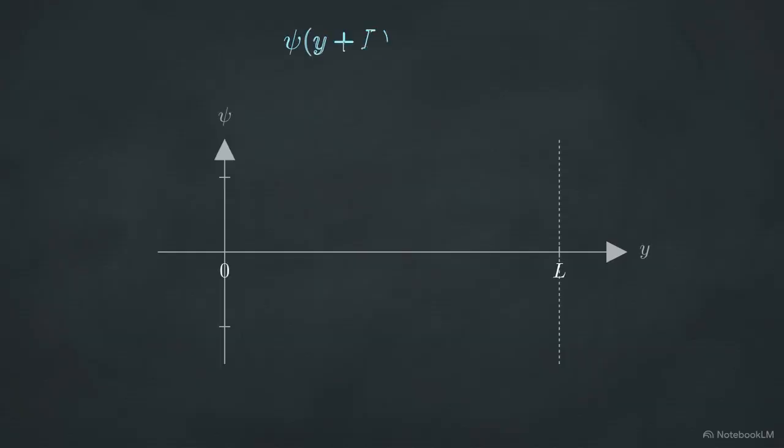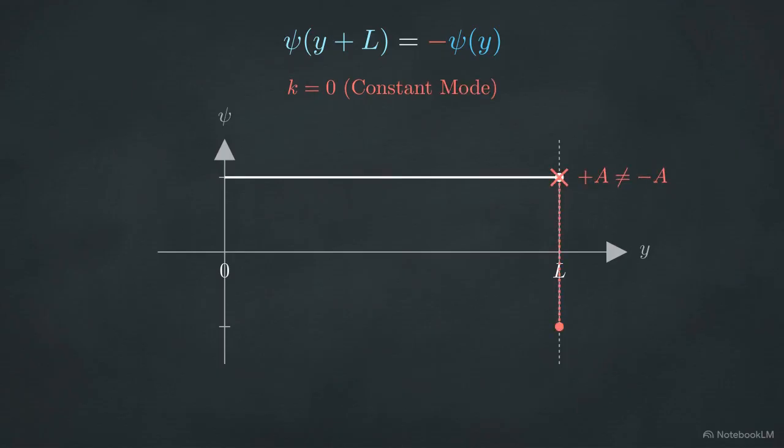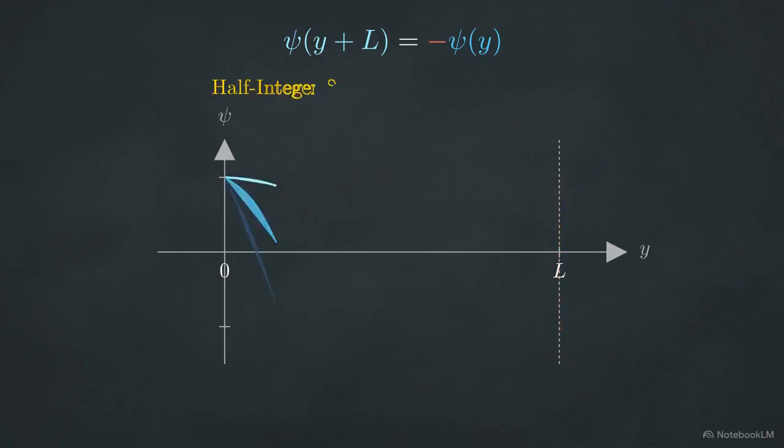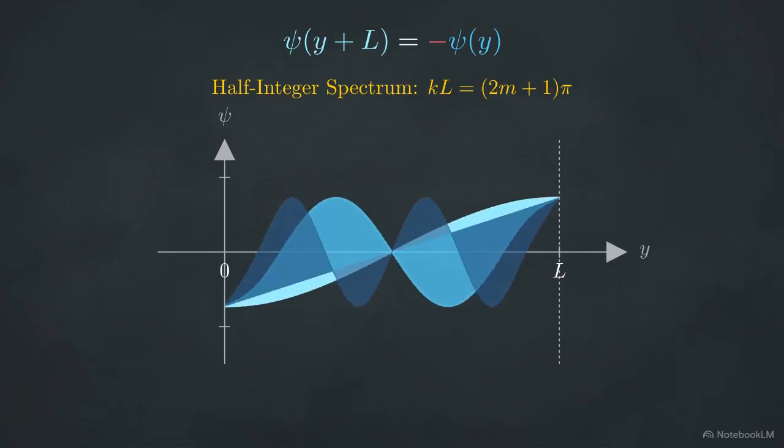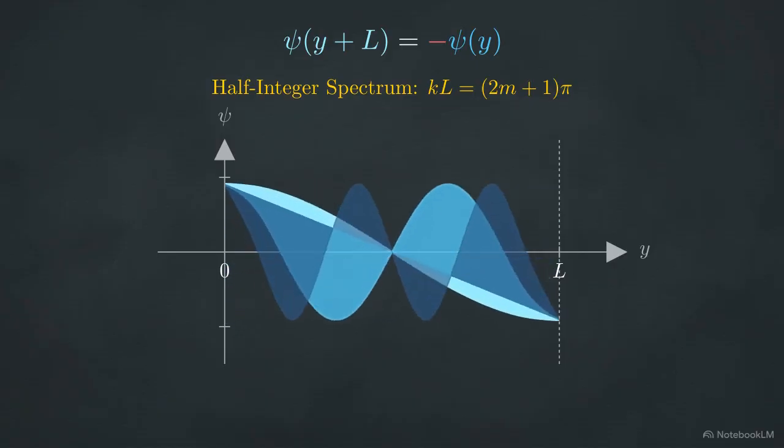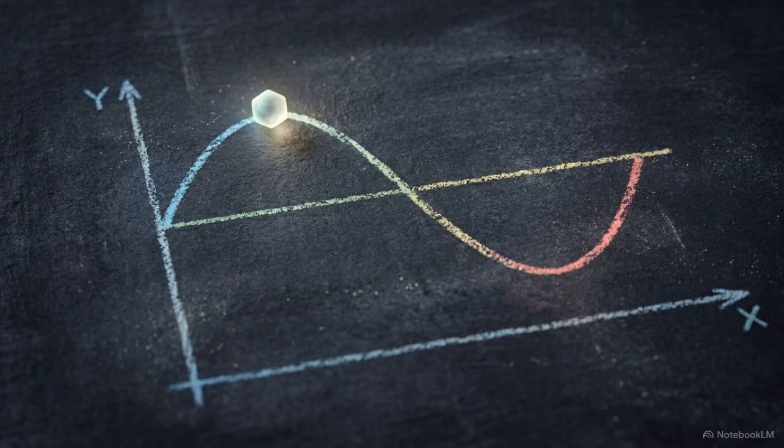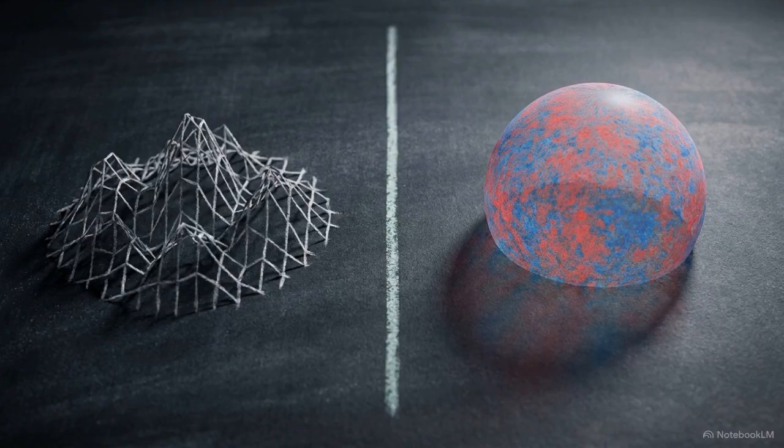Mathematically, a wave completing one lap returns inverted. Amplitude at y plus L equals negative psi of y. This strict inversion forbids constant modes, where the wave number is 0, restricting the universe to a half-integer spectrum. The universe selects the lowest mode, the ground mode, where m equals 0. Higher modes contain internal nodes that would generate anisotropies, violating the uniform data observed in the cosmic microwave background.